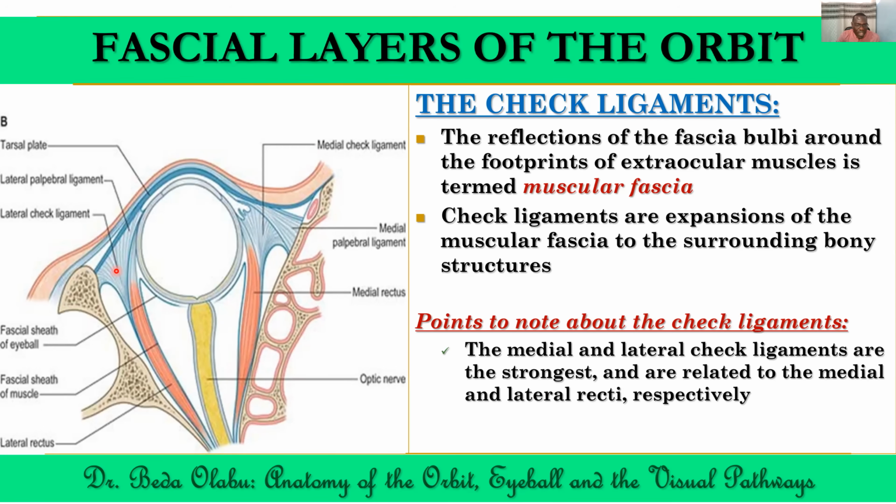Their major aim is to limit excessive movements of the eye. So for example, this eye cannot adduct so strongly because it will be limited by the lateral check ligament. And the eye again cannot abduct so extremely because it will be limited by the medial check ligament.